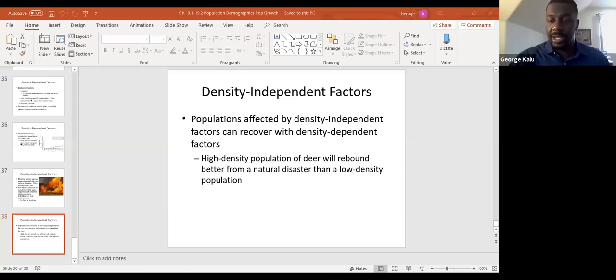That is chapter 19.1 and 19.2. Sorry, we went a little bit long here. But are there any questions on these factors, 19.1 and 19.2? Anything we talked about so far?